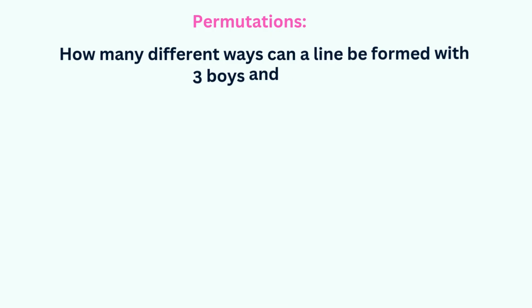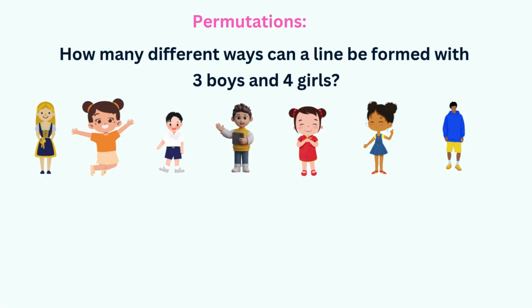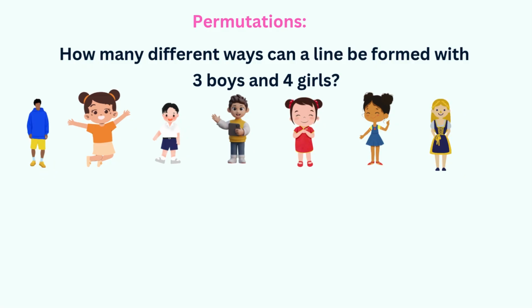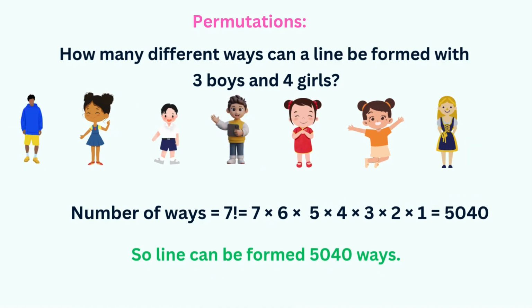How many different ways can a line be formed with 3 boys and 4 girls? We're arranging all 7 children, all of whom are obviously different characters. So it's 7 factorial, that's 5,040 ways.